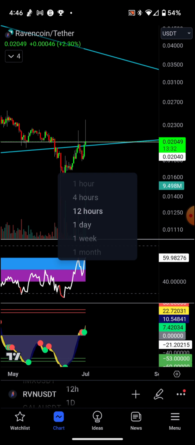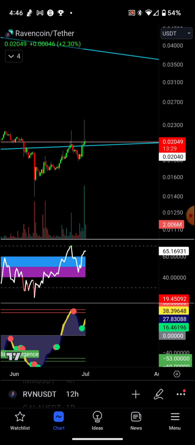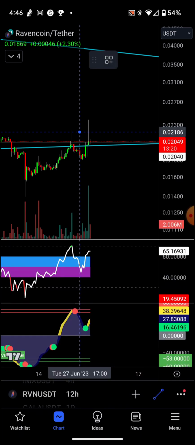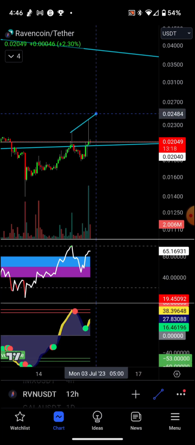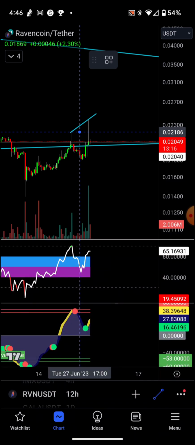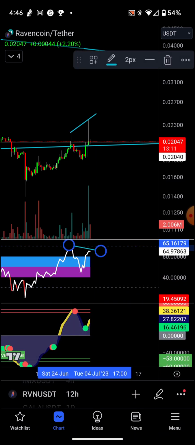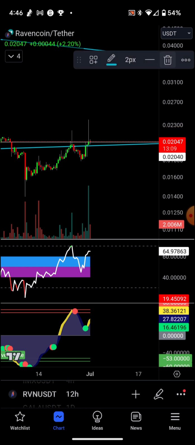But let's zoom in just a little bit here to the 12-hour. So far, we are creating a bearish divergence on the 12-hour. Now, that could change depending on where the RSI is going to go. You can see that we have higher highs here. And on the RSI down here, we have a lower high so far forming. Now, it's not complete yet, so we'll just have to see where that goes.